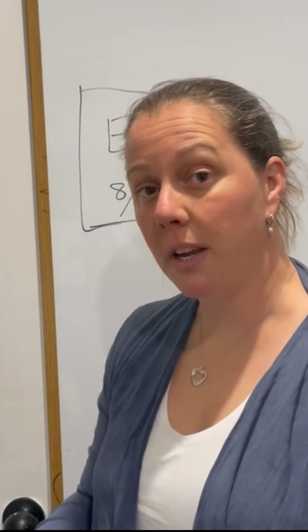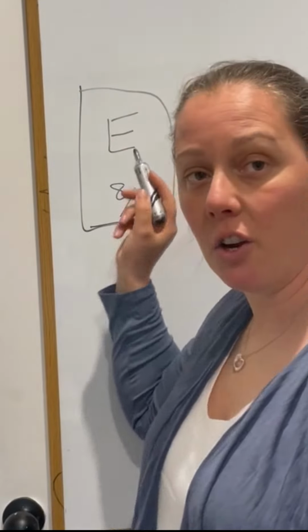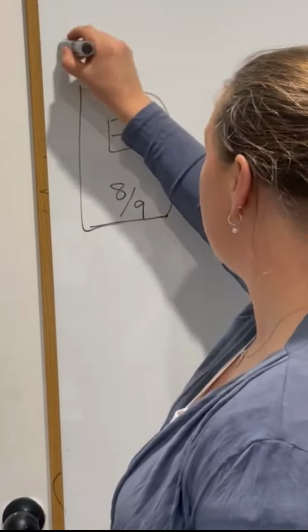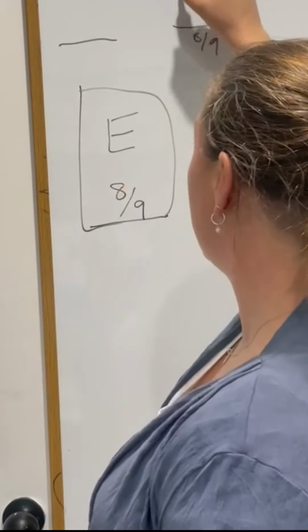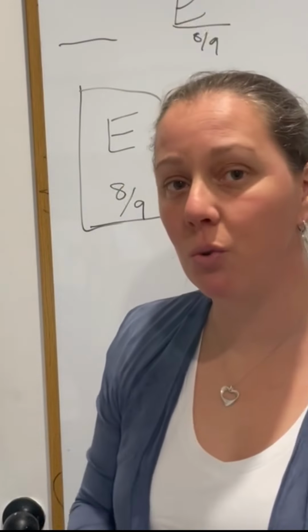So if this was our question, if we get to 8/9, our code is E. So anywhere we see 8/9, that means you will place an E to solve the riddle.